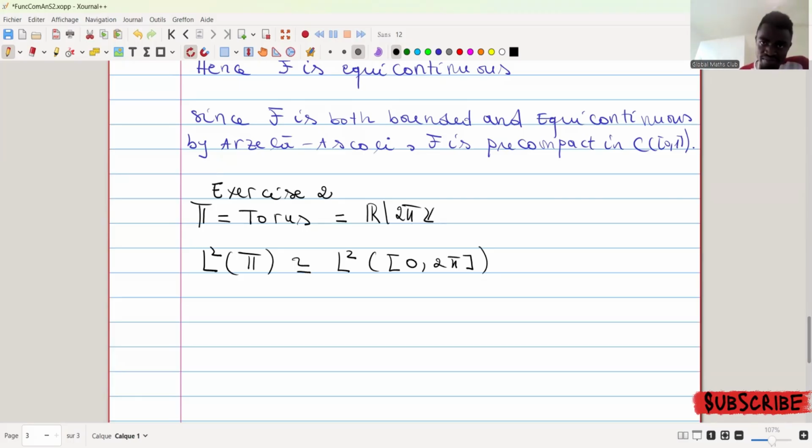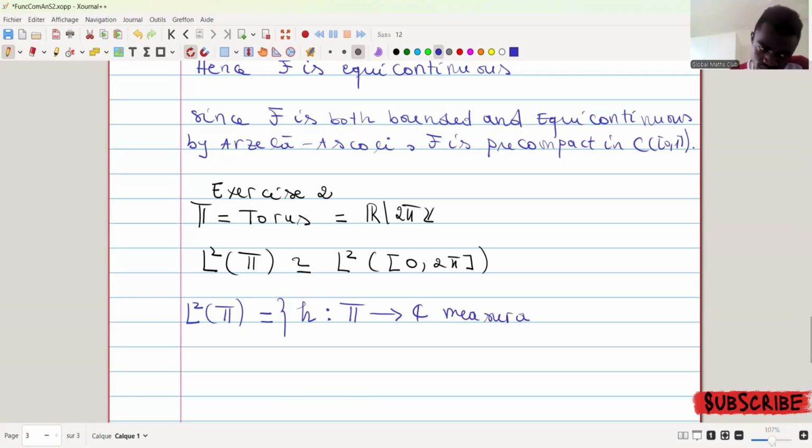Now to give the proper definition of this, this is the set of functions from the torus to C, measurable, such that the integral over the torus of the modulus of h squared is finite.